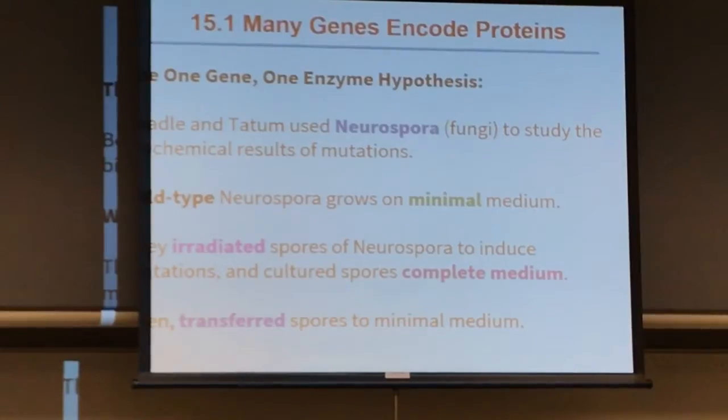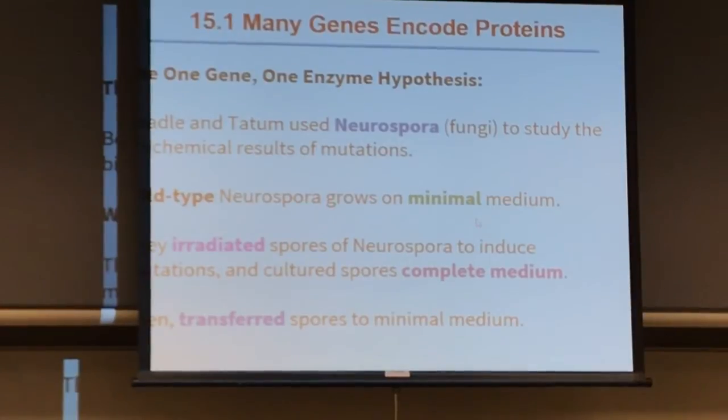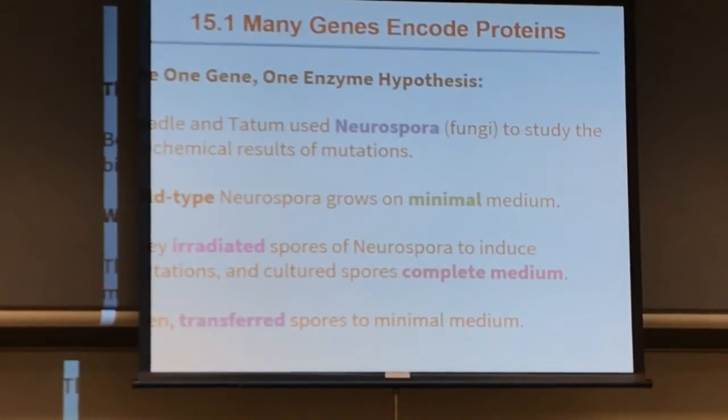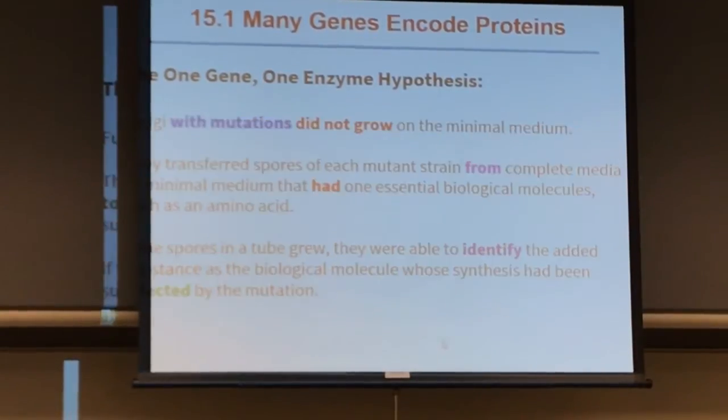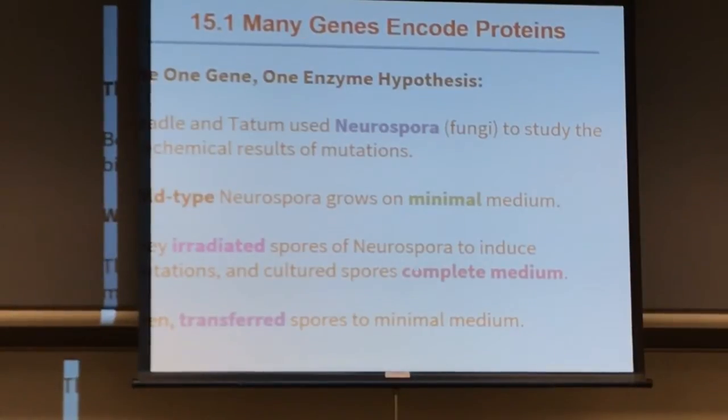Once they started growing this irradiated Neurospora on complete media, they took some sample of it and started plating it on minimal media. Okay? Once you plate it on minimal media, if they don't grow, you now know that some mutation has happened to that Neurospora. Is that clear, guys? Now, they transferred the spores onto minimal media. Fungi with mutations did not grow, obviously. So if the fungi is not growing, they go back to this Neurospora, which is on complete media.